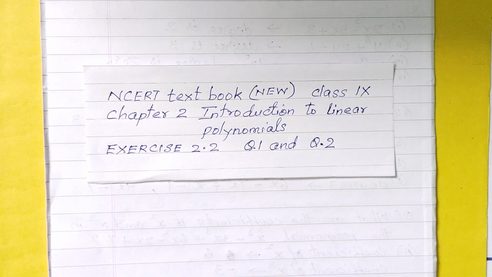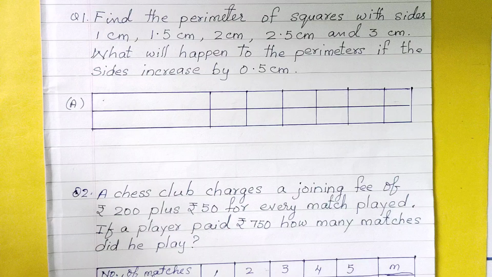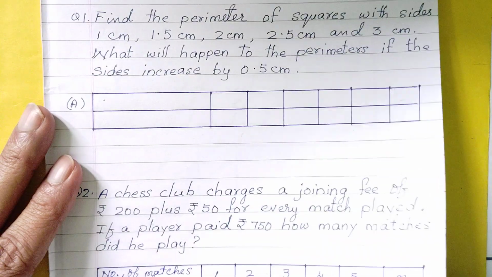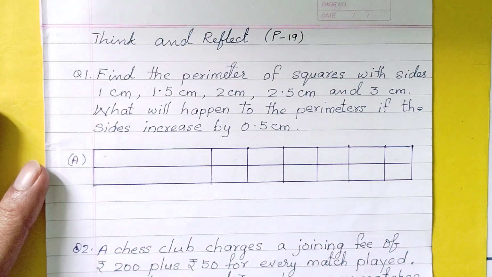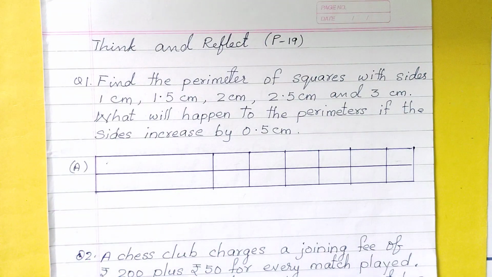In this class, we'll solve sums from NCERT textbook, class 9, chapter 2, Introduction to Linear Polynomials, exercise 2.2, question 1 and question 2. You can see here the sum. Think and reflect, page number 19.